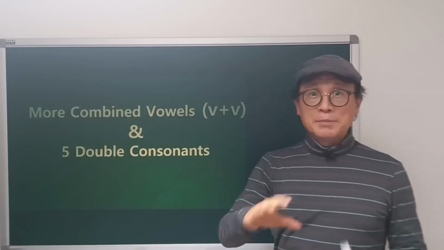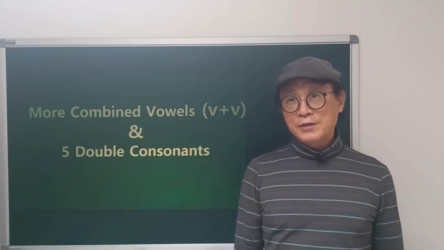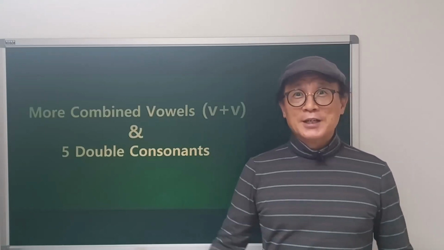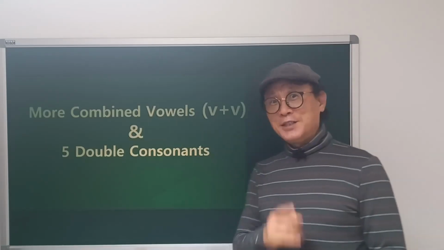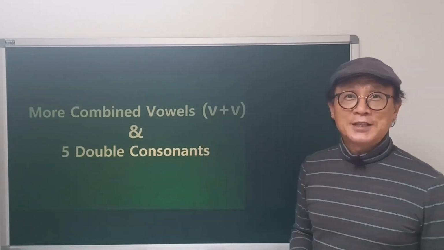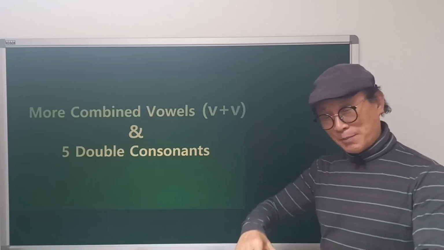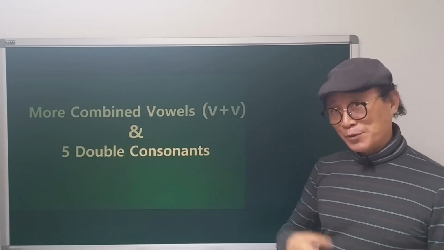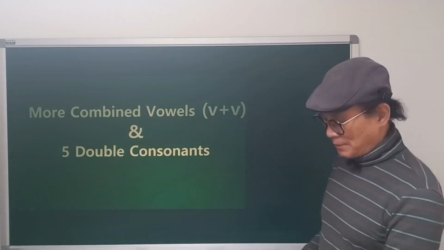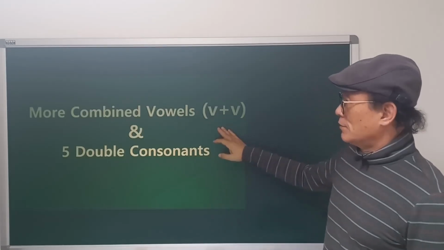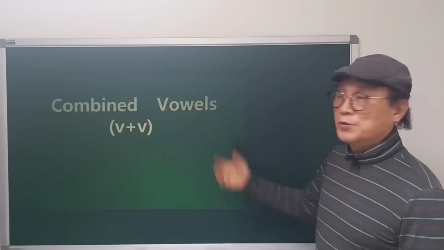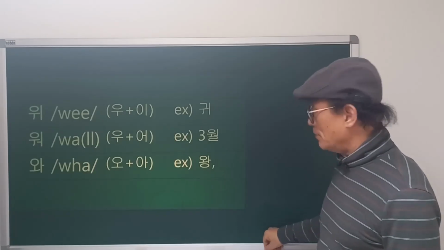Combined vowel means the basic vowels are combined together and then they produce a combined sound. Since you know the sound of each vowel, it doesn't matter. You can combine the two sounds and produce the correct sound. So let's go to the combined vowels first. Let me show you the list of combined vowels.